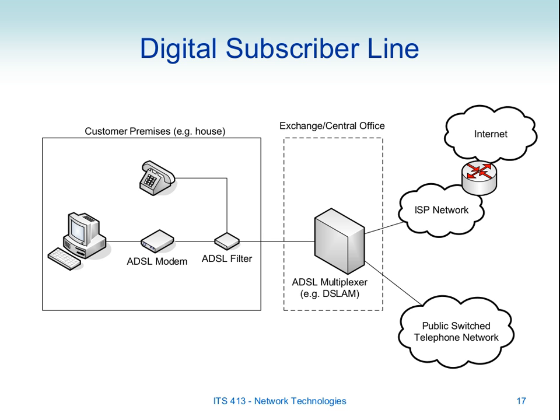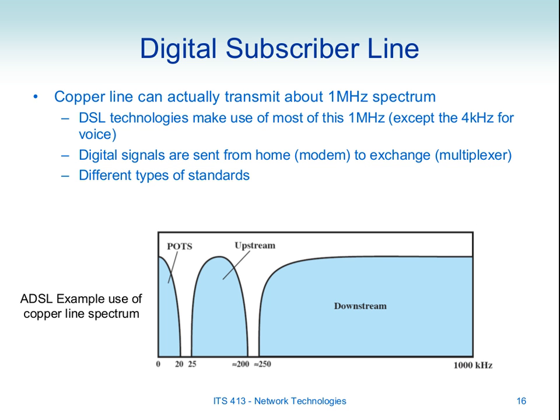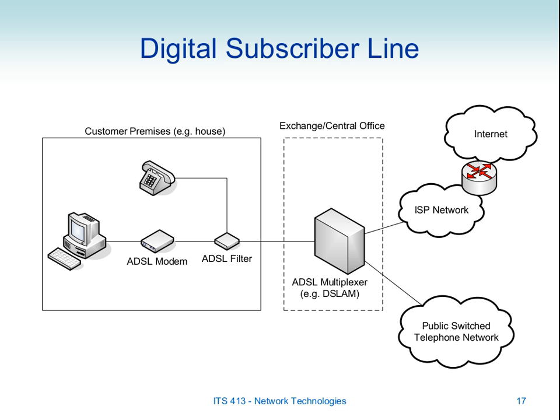What's the filter for? The filter is just to separate out any interference from the signals from the computer on the telephone, the voice signal. So it's to make sure that the signals from the different portions of the spectrum do not cause any interference on each other. You can get problems if you don't use a filter. So now we can have both internet data and voice access at the same time using the same cable, the access cable from your home.